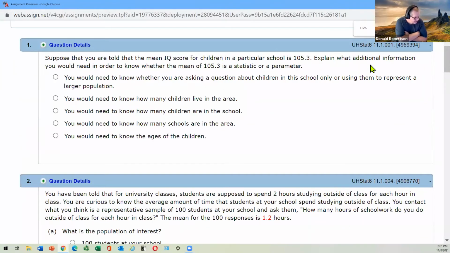Suppose you're told that the IQ score for children in a particular school is 105.3. Explain what additional information you would need to know whether the mean of 105.3 is a statistic or a parameter. So I told you that the IQ of OC students is 105.3. How do I know that's a parameter, a population number, or just a sample number? What would I need to know?